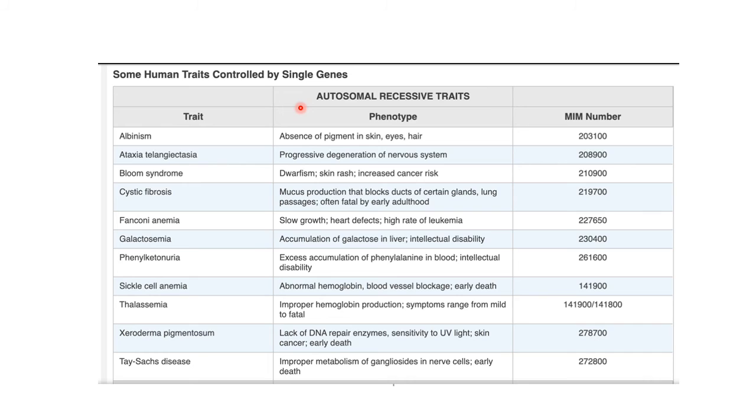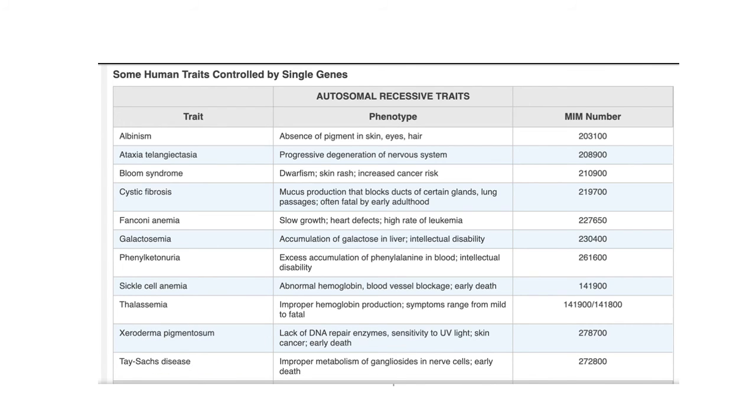Now let's look at some recessive traits. These are recessive traits that are found on the chromosomes which are not related to the sex chromosomes. So those are autosomal. You've probably heard of albinism, which is the absence of pigment in the skin, eyes, and hair. Some other types are sickle cell anemia, so we talked about that before, and this is the abnormal hemoglobin, which doesn't bind oxygen very well. We've talked about phenylketonuria and also Tay-Sachs disease.